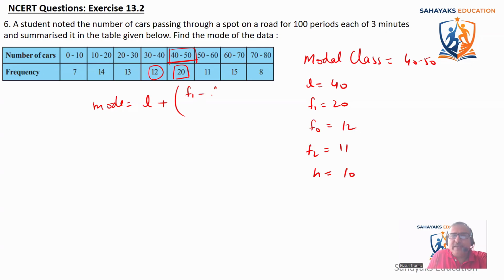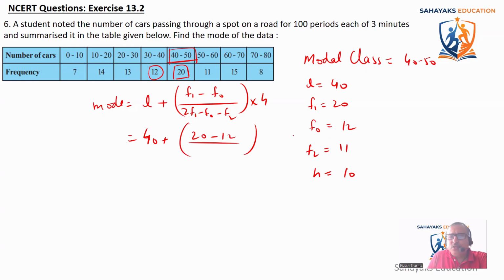Okay, so the formula is l plus (f1 minus f0) divided by (2 times f1 minus f0 minus f2), multiplied by h. So the value is 40 plus, f1 is 20, minus f0 which is 12, divided by 2 times f1, 2 times f1 is 40, minus 12, minus f2 which is 11, multiplied by 10. So it is 40 plus 20 minus 12 is 8, divided by 40 minus 12.